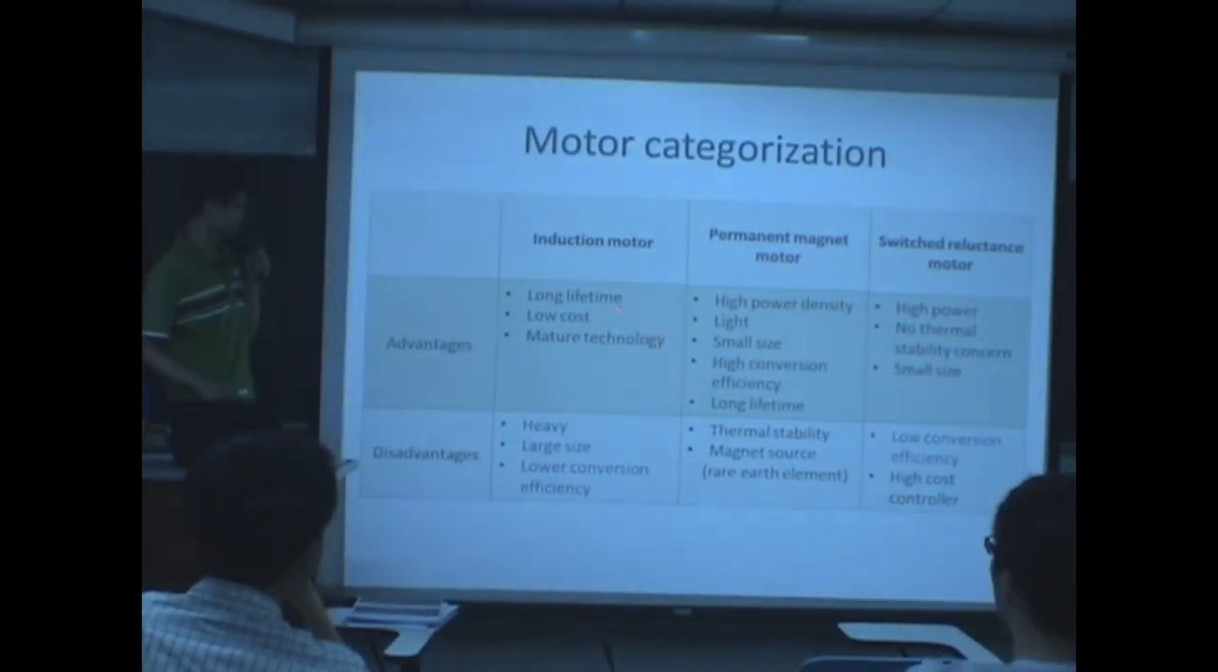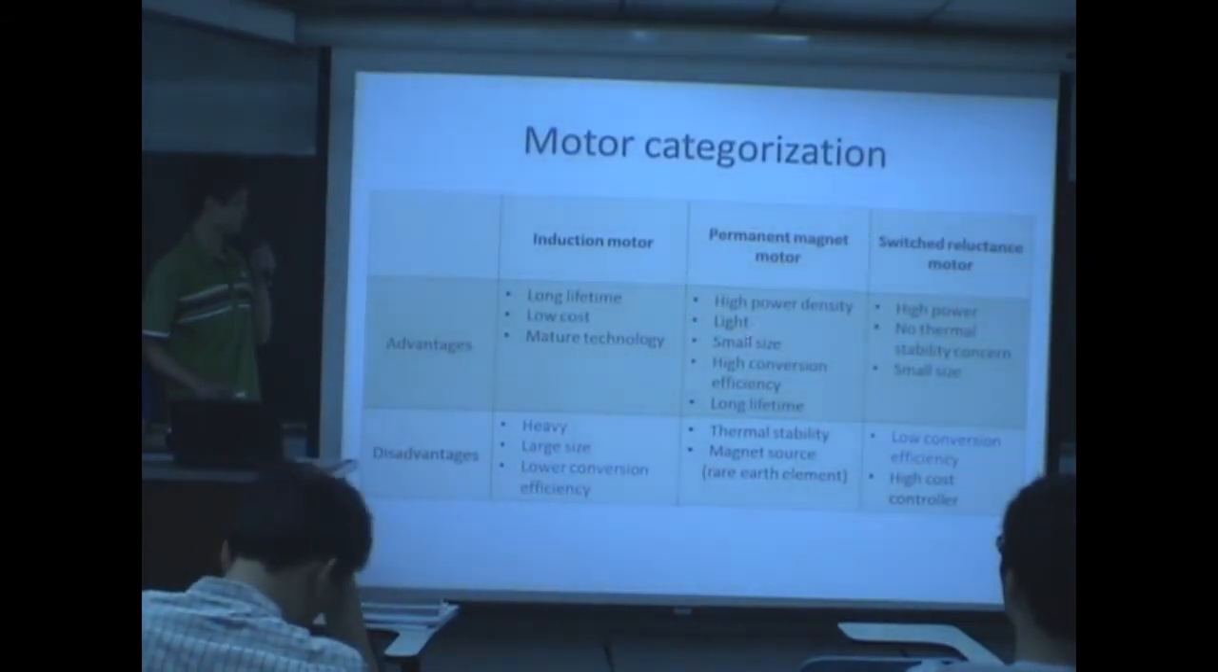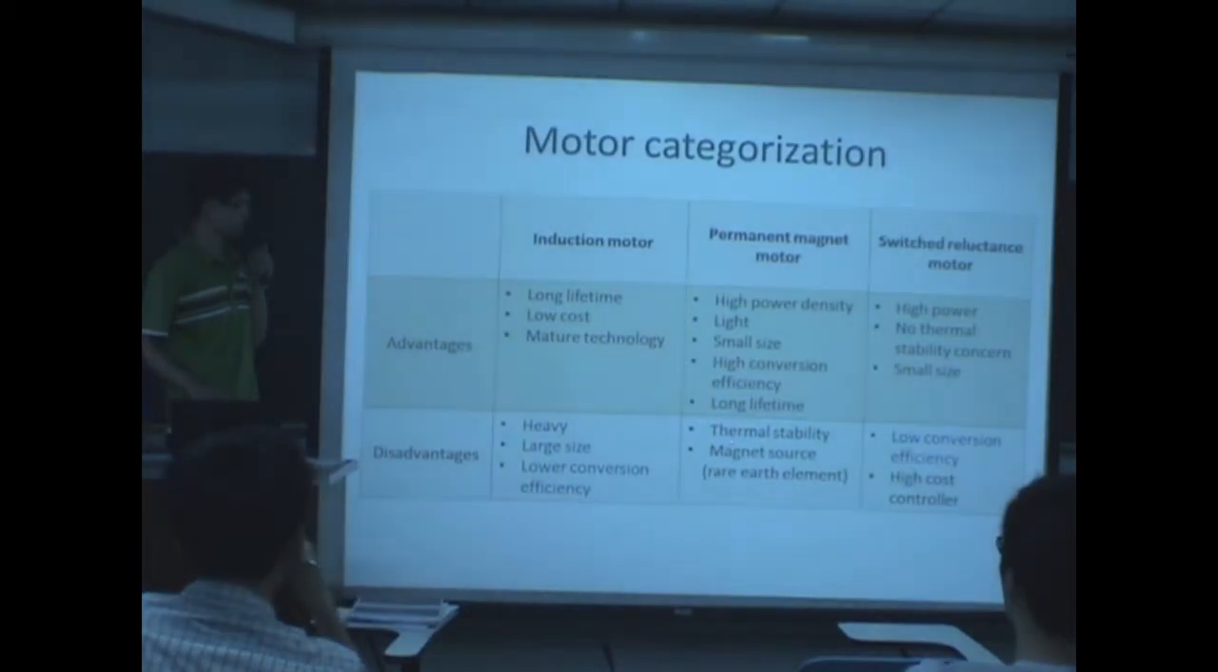As we can see, the induction motor and switch reluctance motor are not suitable for electric vehicles because they are too heavy and their size is too large, and they also have lower conversion efficiency. So the permanent magnet motor seems like the best choice for us if we want to apply a motor in electric vehicles. However, it still has some drawbacks like thermal stability and the magnet source, especially the rare earth element, and this part we will discuss later.